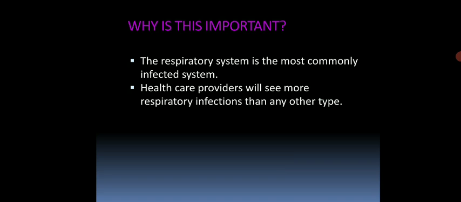So why is it important to study the respiratory system and its pathogenicity? The respiratory system is the most commonly infected system, and healthcare providers will see more respiratory infections than any other type. It is the most commonly infected system because the gaseous exchange takes place in the lungs, and the air gets purified in the lungs. So this system is in direct contact with air, and we know that air contains different kinds of pathogens. As this system is in direct contact with air, it is prone to more infections than any other system. So this is the most susceptible and most infected system compared to the others.